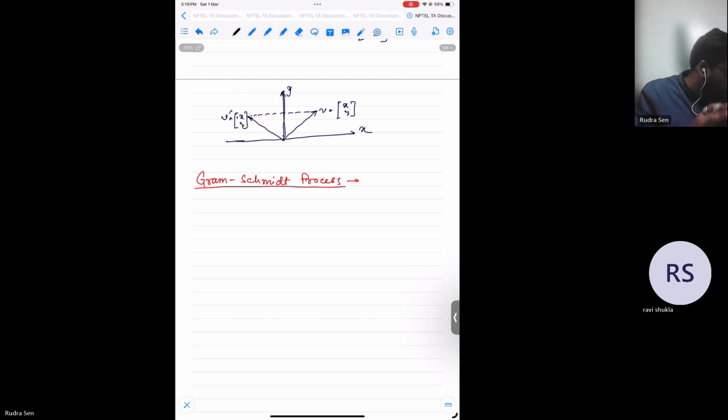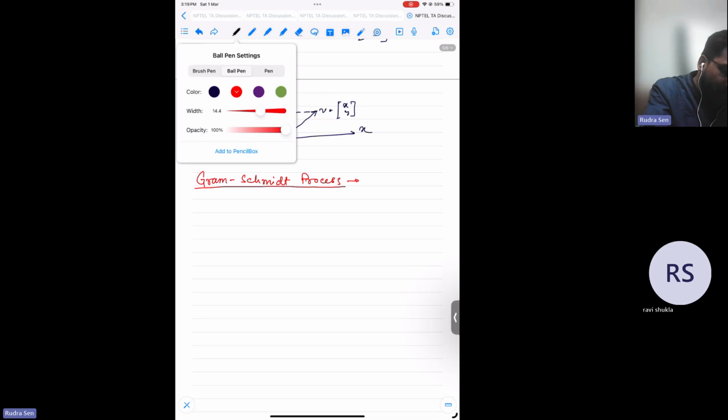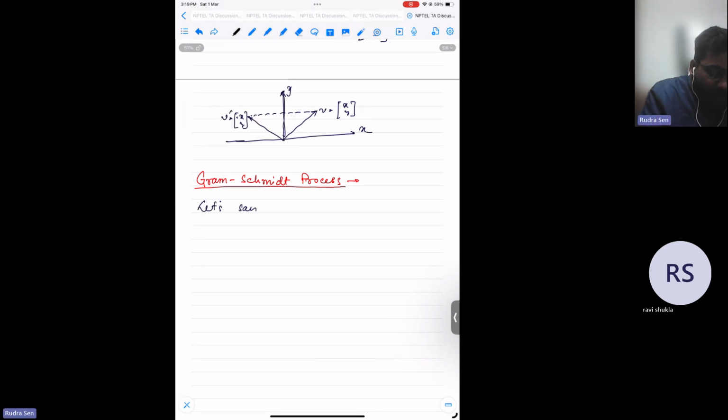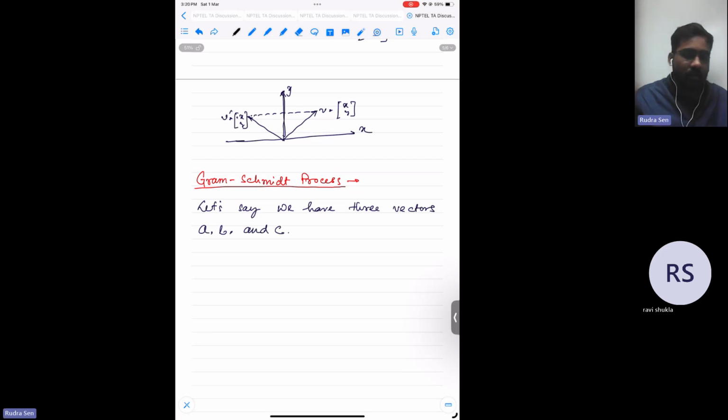So let's say we have 3 vectors A, B, and C. Now, I'm not saying that these vectors are orthogonal or orthonormal. I'm not saying anything of this. The only thing that is given to you is that we have 3 vectors and they are independent. Obviously, they are not dependent. So the main thing given to you is that all these vectors are basically independent.